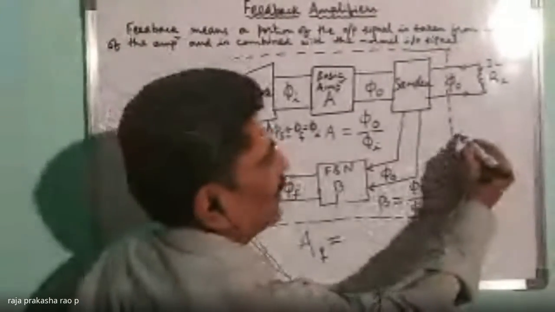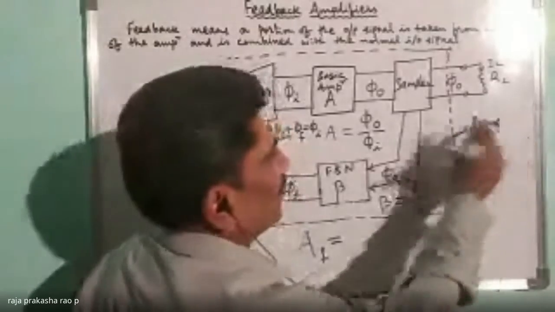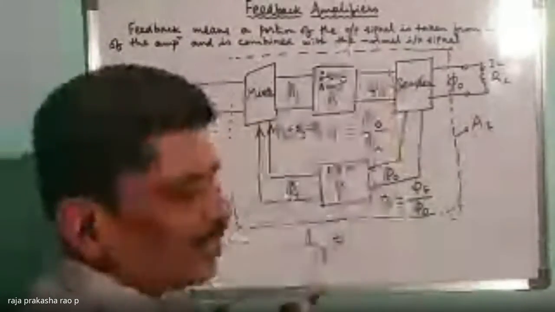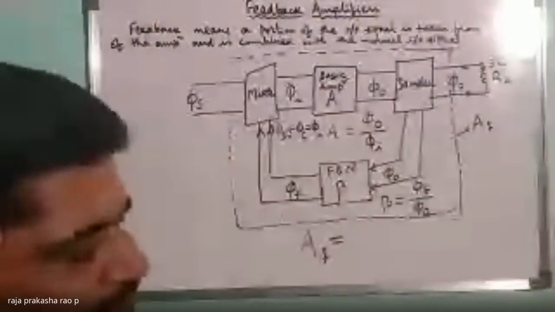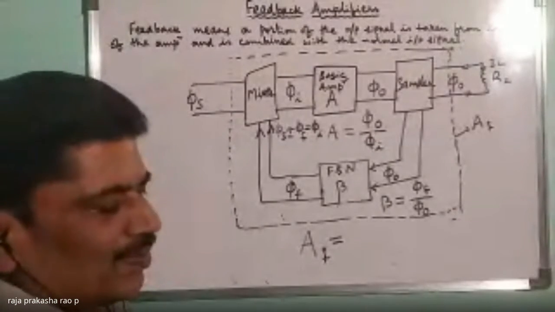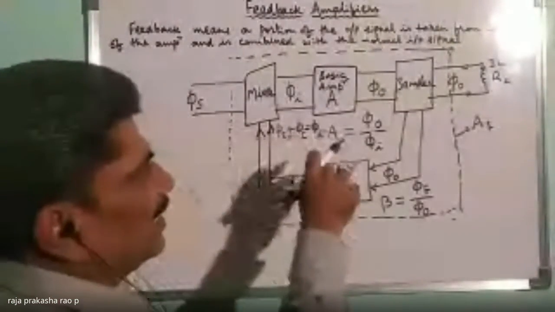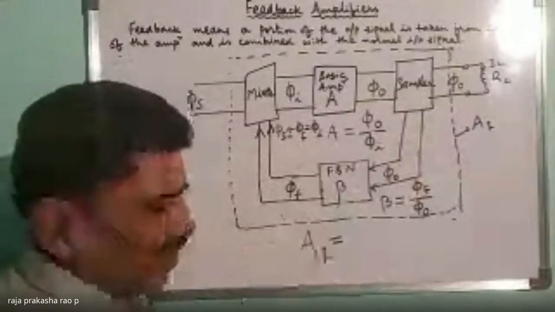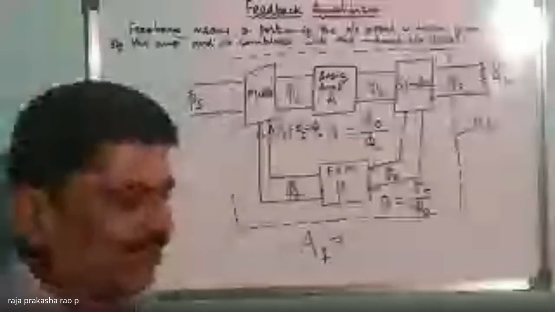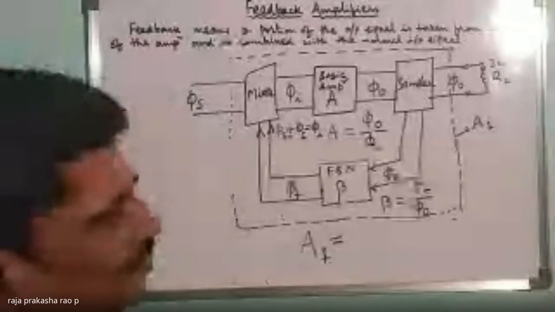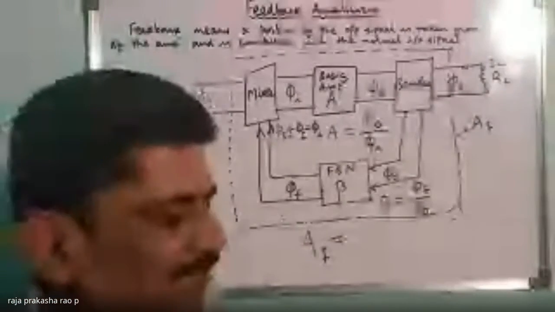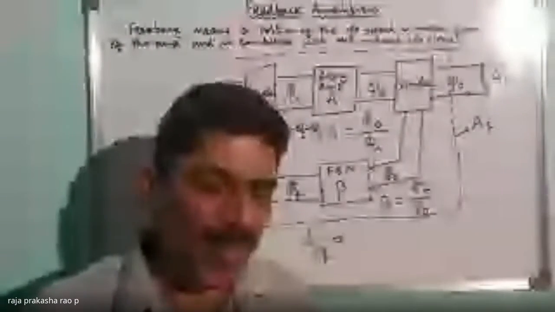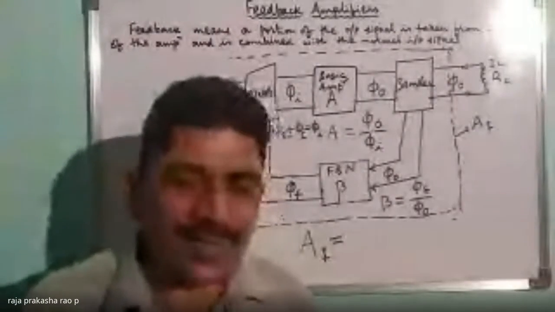For feedback amplifier, AF is the gain. For this basic amplifier, that is without feedback, what is the voltage gain? That is A. A is equal to phi naught by phi I. But for the feedback amplifier, AF is equal to, what is the output for this feedback amplifier? This is the dotted line. What is the output of this feedback amplifier? Tell me now. You see the board and tell me what is the output?